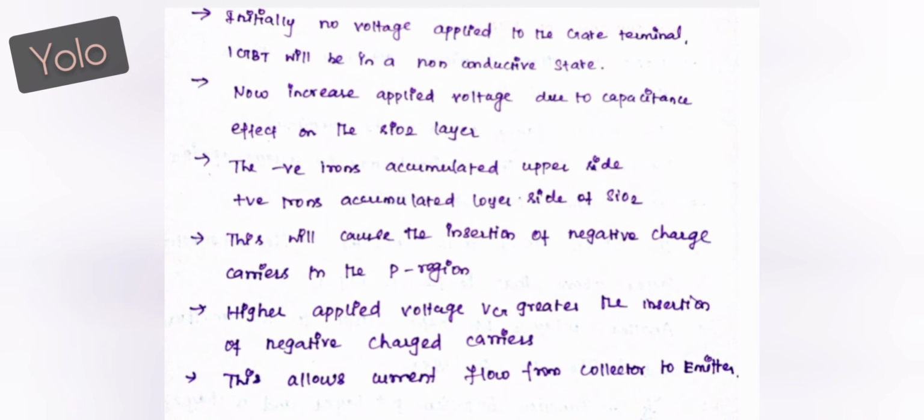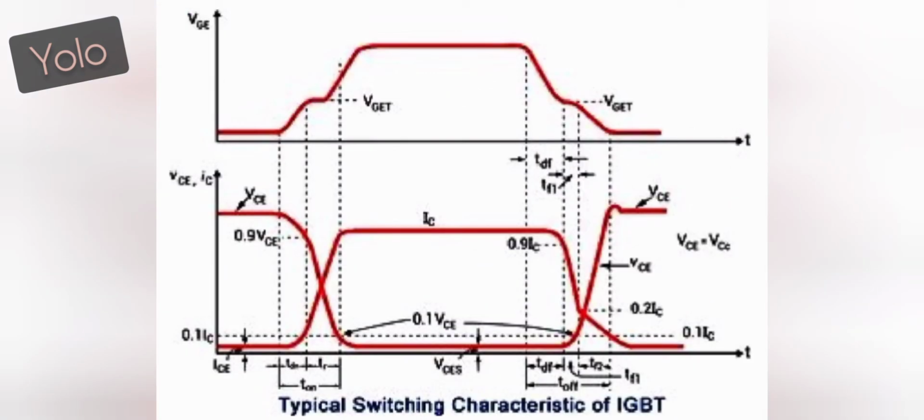Now increase the applied voltage. Due to the capacitance effect on the SiO2 layer, the negative ions will get accumulated on the upper side of the layer, and positive ions will get accumulated on the lower side of the SiO2 layer. This will cause the insertion of negative charge carriers in the P region. The higher the applied voltage, the greater the insertion of negative charge carriers. This leads to the formation of a channel between the junction J2, which allows a flow of current from collector to emitter.